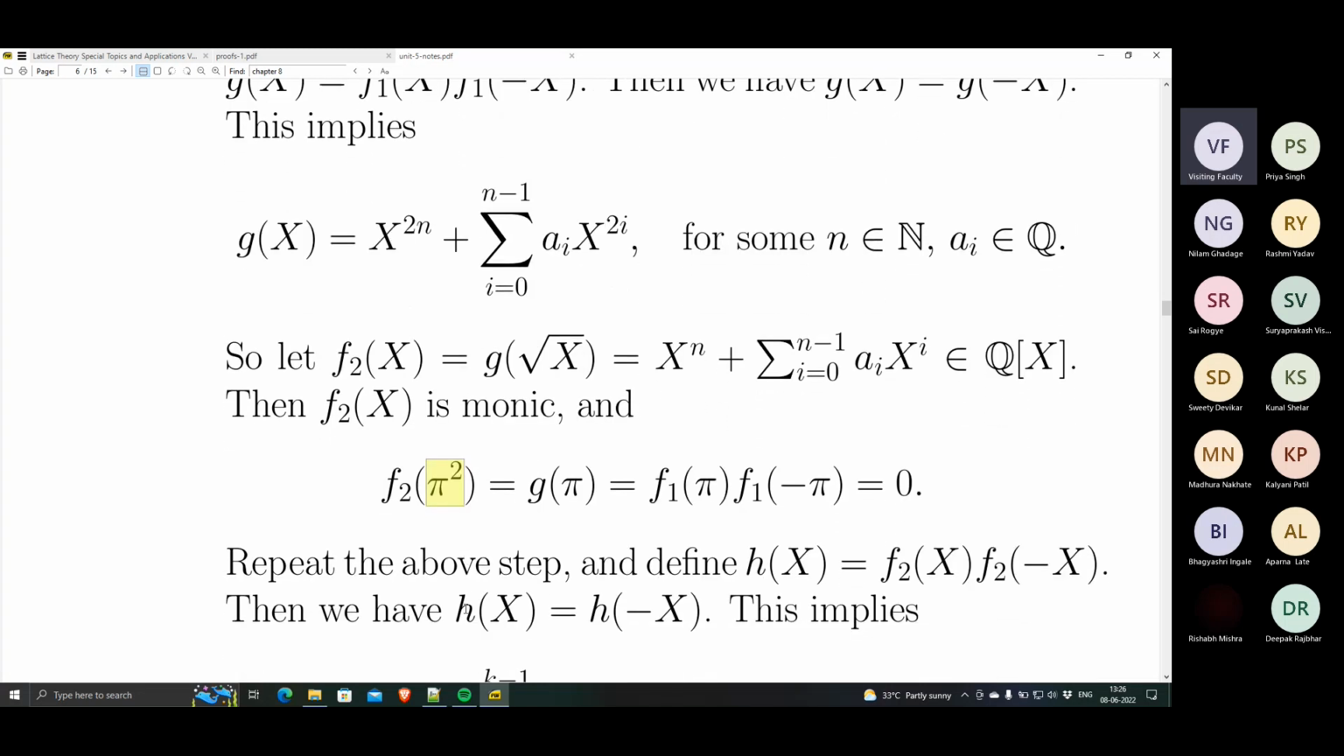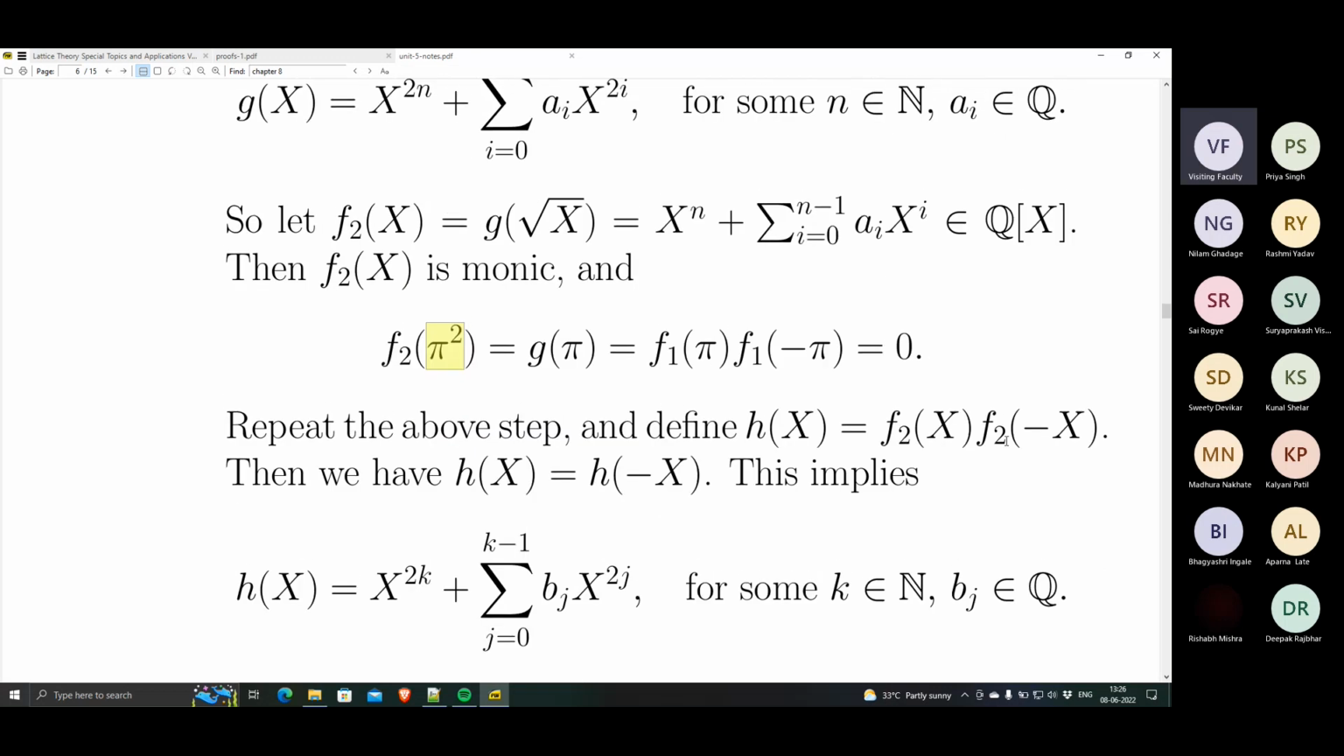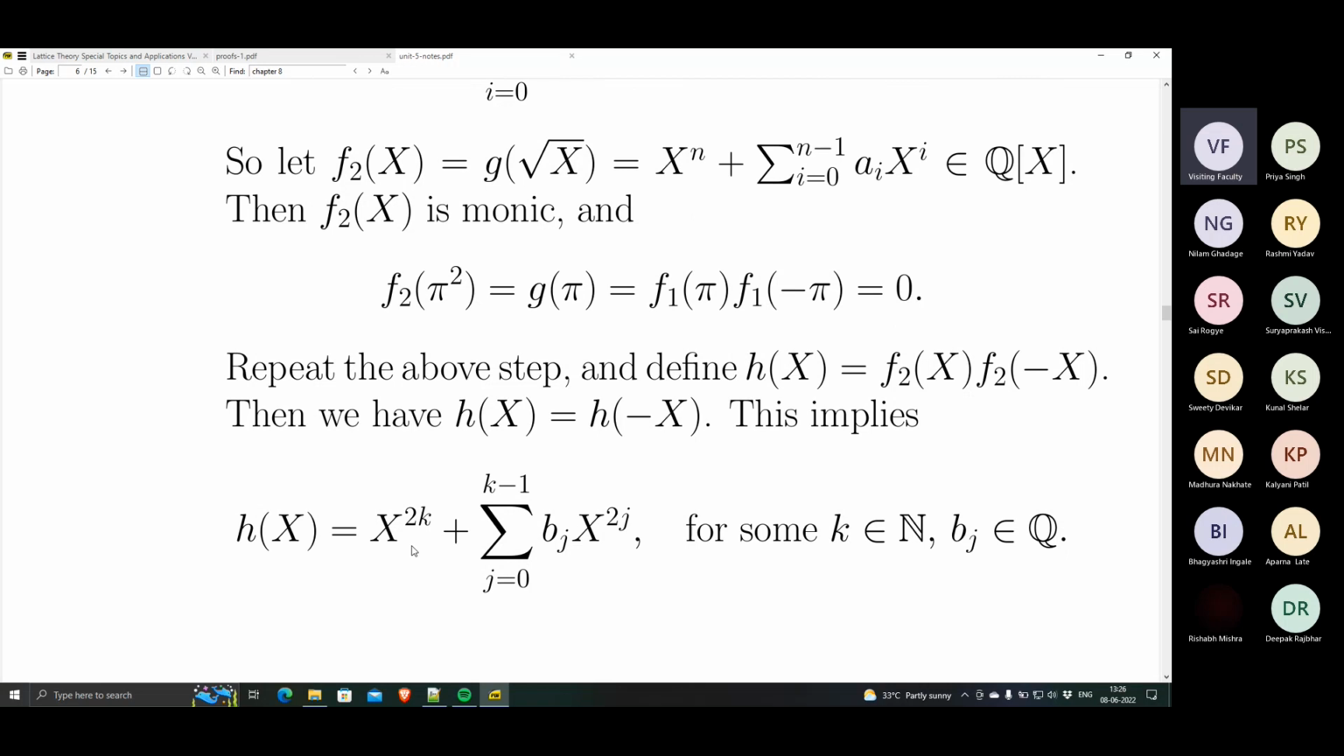So now let me show it quickly. Repeat the above step. How do we do that? Define h of x to be f2 of x times f2 of minus x. Therefore, again, we'll have h of x is equal to h of minus x for the same reason. Then again, for the same reason, h of x will not have any odd degree monomials, only even degree monomials. So h of x will be equal to x raised to 2k plus summation j going from 0 to k minus 1 of b_j times x raised to 2j. Only even degree monomials are present. Okay, and the degree is 2k for some k. And h is monic because f2 is monic.